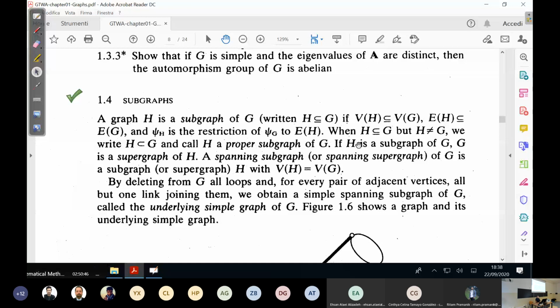But when H is a subgraph but is not equal to G, we say that it is a proper subgraph and we use this symbol instead of this.